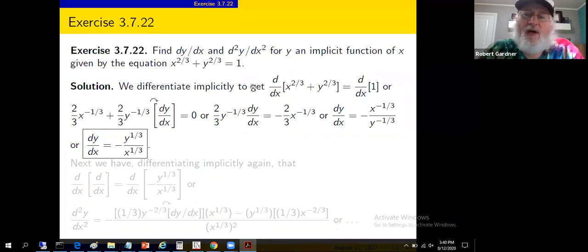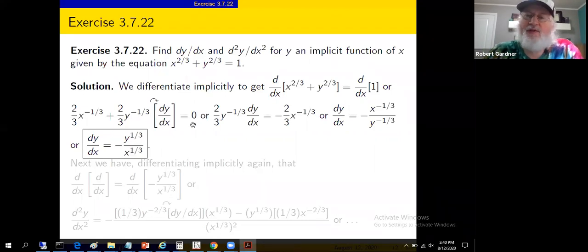Which functions are composed? What's the composition here? What's the outer function? 2/3. We differentiated it, right? That's where the 2/3, 2/3 minus 1, negative 1/3, that's where that stuff came from. What's the inner function? Y. Y is an implicit function of x. So we got a composition of functions, thus the chain rule. That gives us a dy/dx. You can't leave the dy/dx off because that's what you're looking for.